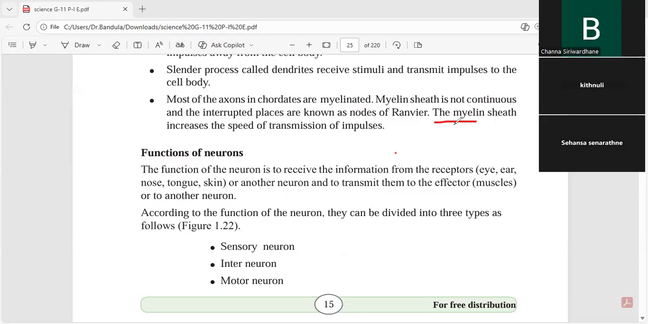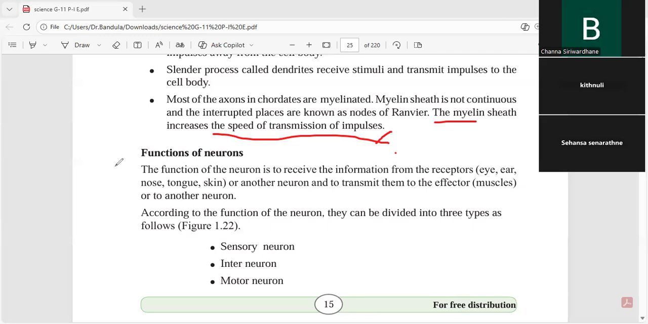Right. This myelin sheath increases the speed of transmission. This is the answer for the question. Right? It increases the speed of transmission of impulses. Right.